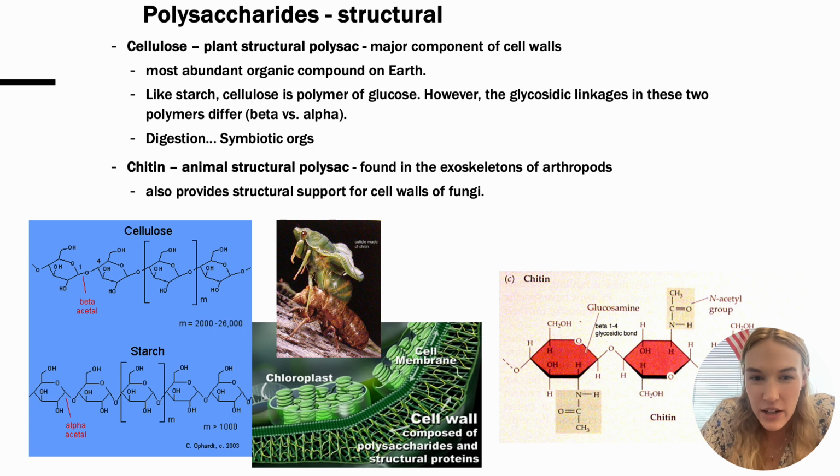Then the last polysaccharide that we talked about is chitin. This is actually not a polymer of glucose, but it is a structural polysaccharide. It's going to be found in exoskeletons of arthropods, so something like an ant, grasshoppers, anything like that. And it's also the structural support for cell walls in fungi.